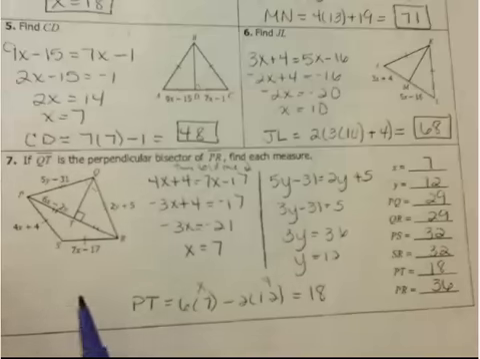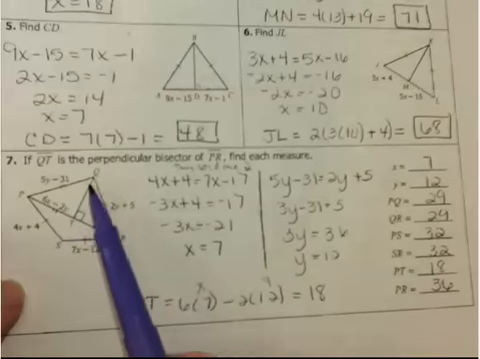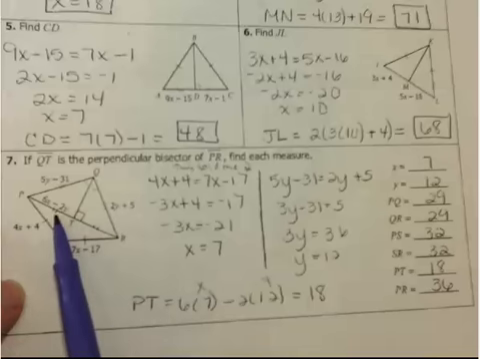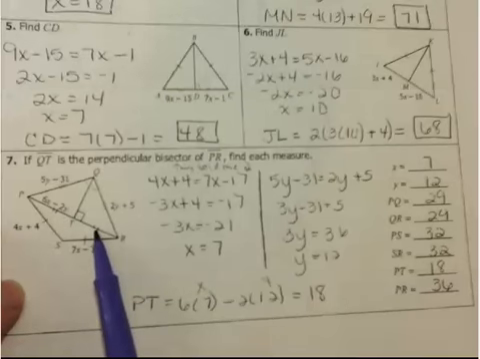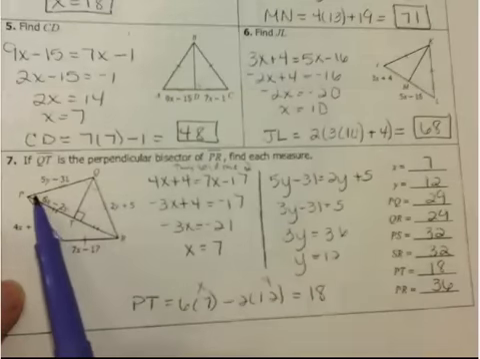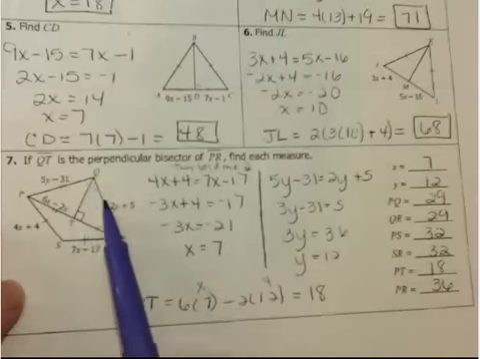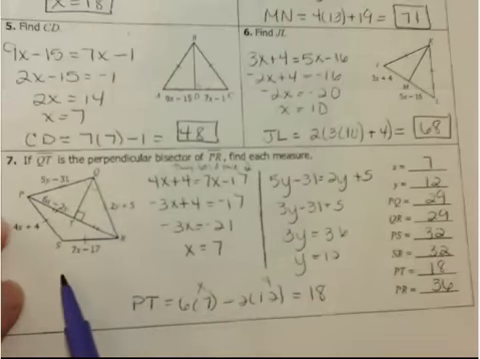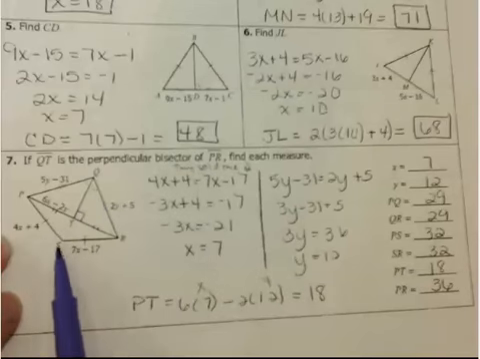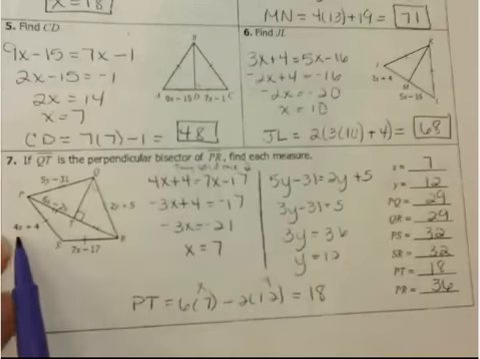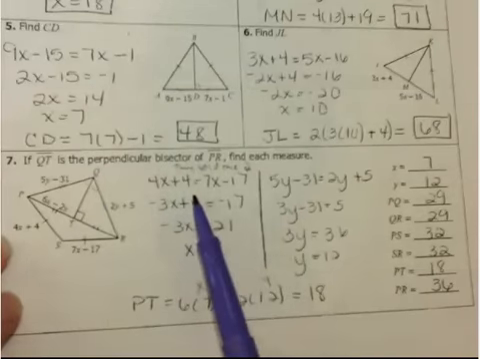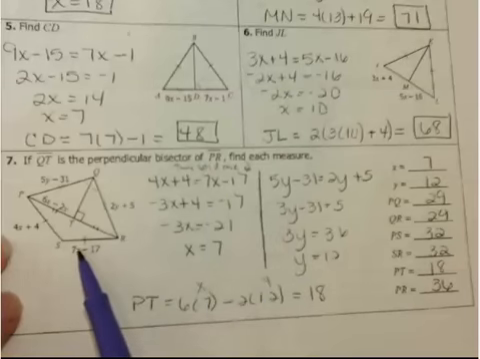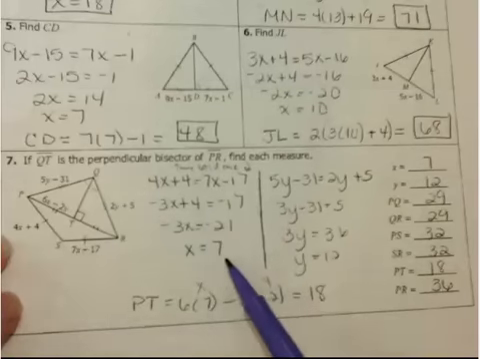For number 7, the key here is they tell us QT is the perpendicular bisector of PR. So that means that this is congruent to that. And then we also know because of that that Q is equidistant from R and P. So here they have the congruence markings. And so that's how I can set up 4x plus 4 is equal to 7x minus 17, because they just told us they're congruent, and we solve for x.